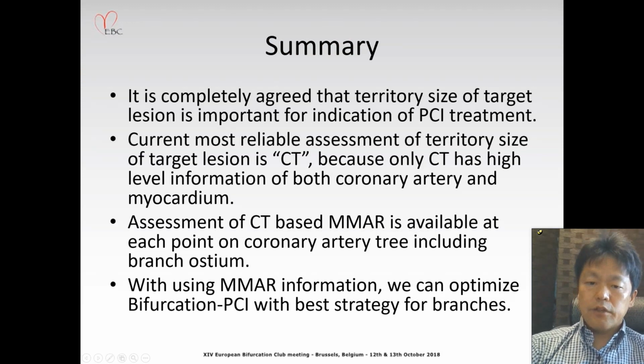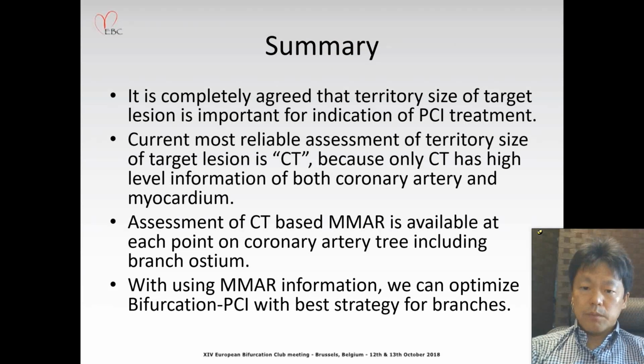This is my summary. It is completely agreed that the territory size of the target lesion is important for the indication of PCI treatment. The currently most reliable assessment of territory size of the target lesion is CT, because only CT has high-level information of both the coronary artery and the myocardium. Assessment of the CT-based MMAR is available at each point on the coronary artery tree, including the branch ostium. With the MMAR information, we can optimize bifurcation PCI with the best strategy for branches.